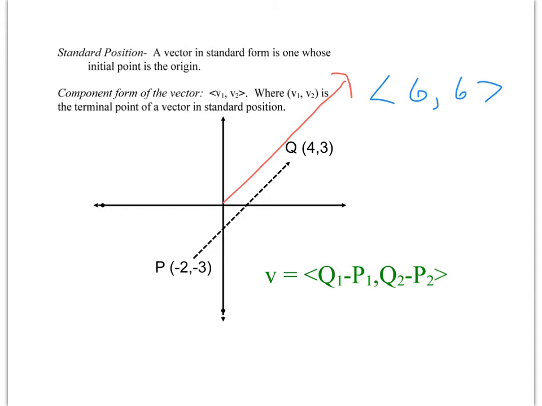And if that did not come to you intuitively, there's a formula that you can use. We're going to subtract the x's first. So this is going to be 4, the terminal point, minus -2, the initial point, for my x's. And then we're going to do my y's, which is 3, the terminal point of the y, and then subtract the initial point of the y's, which is -3. So now we can see we have an ordered pair in hard brackets, 6, 6. Component form of a vector.